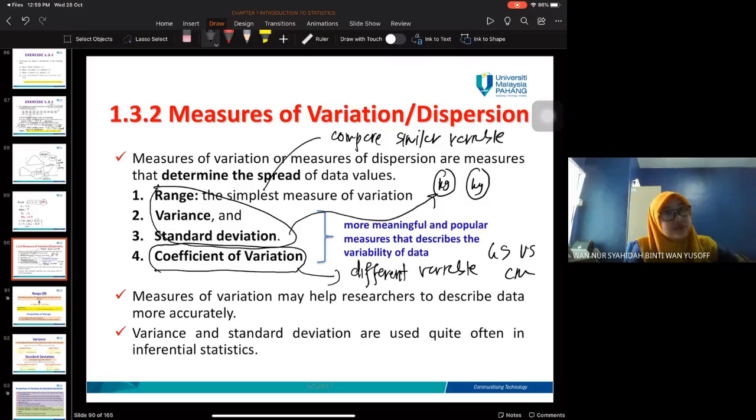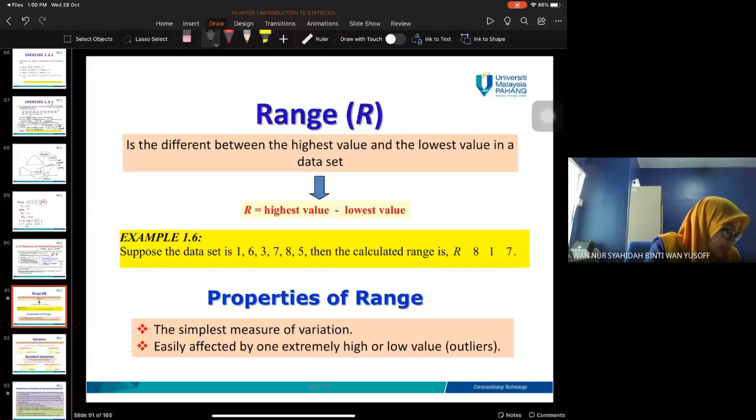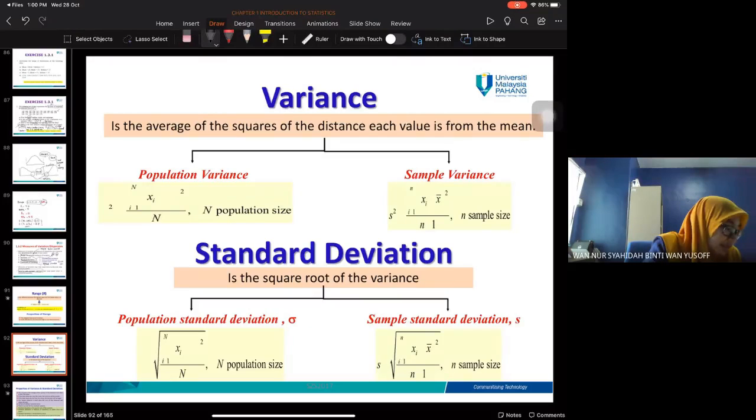So measures of variation may help researchers to describe data more accurately. Usually, when we try to compare which one is the best data, we go to the variation. Variance and standard deviation are used quite often in inferential statistics. When we go to chapter 2 onwards, we will use variance and standard deviation a lot. In fact, these two values will determine which formula we need to use. So you have the range here, just a simple one. Then we have the variance.